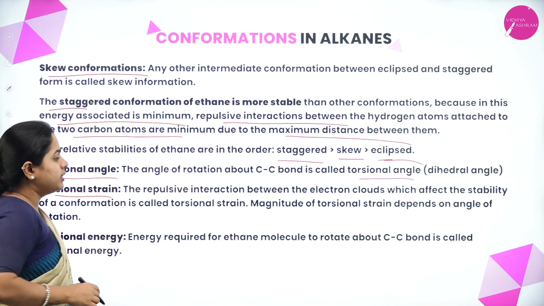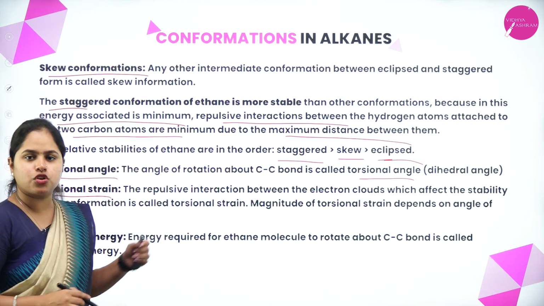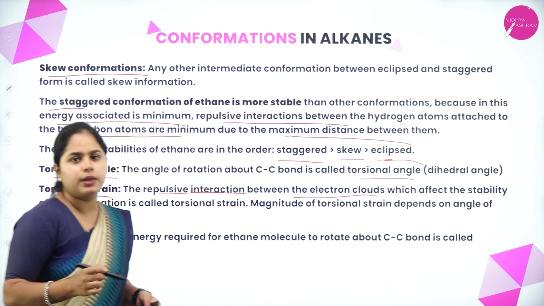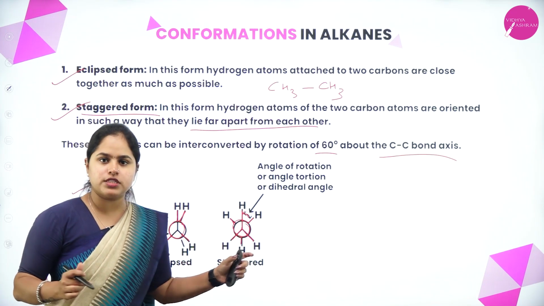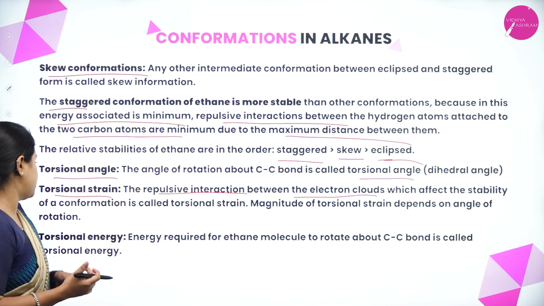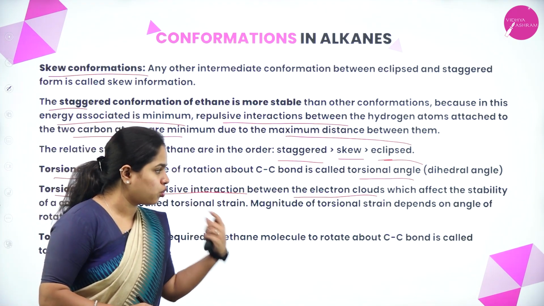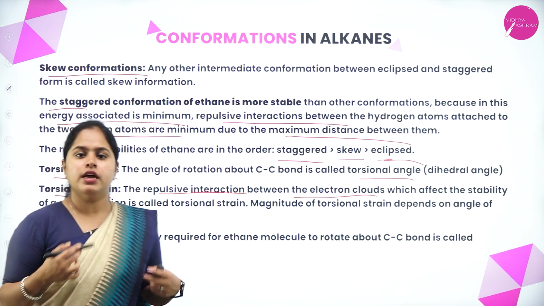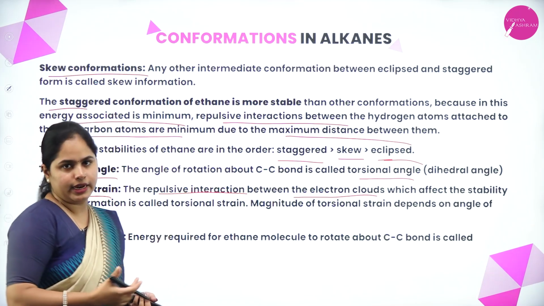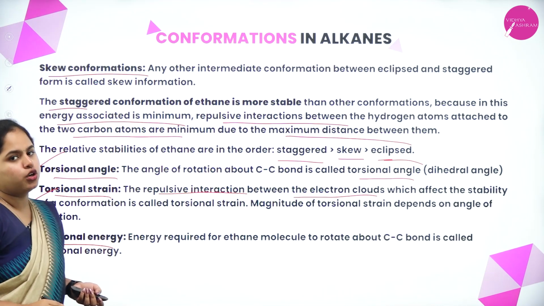Now, torsional strain: the repulsive interaction between the electron clouds which affects the stability of a conformation is called torsional strain. So, it is the repulsive interaction between the electron clouds, right? That means the electron clouds of these hydrogens will have a repulsion between each other, so it is called the torsional strain. And one more is there, it is torsional energy. The energy required for the ethane molecule to rotate about the carbon-carbon bond axis is called the torsional energy. So, the energy required to rotate it is called the torsional energy. These three are important: the torsional angle, torsional strain and torsional energy.